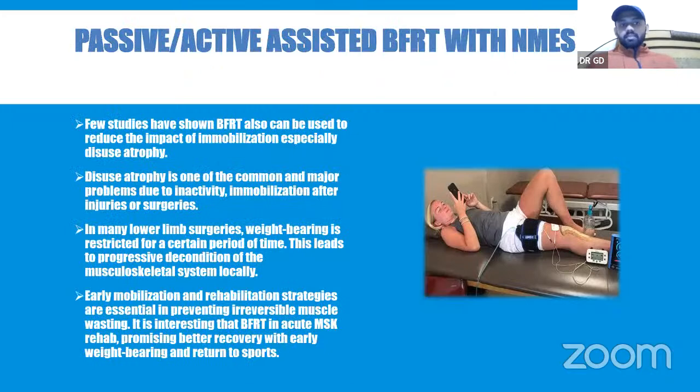And as I told you, in some hyperacute cases, you can use passive or active-assisted BFRT. That is done with a muscle stimulator, especially before weight bearing or after ACL surgery, TKR, THR. In these areas, when patients have more pain and even passive movements are not possible, you can apply BFRT with neuromuscular electrical stimulation to reduce muscle wasting and deconditioning.